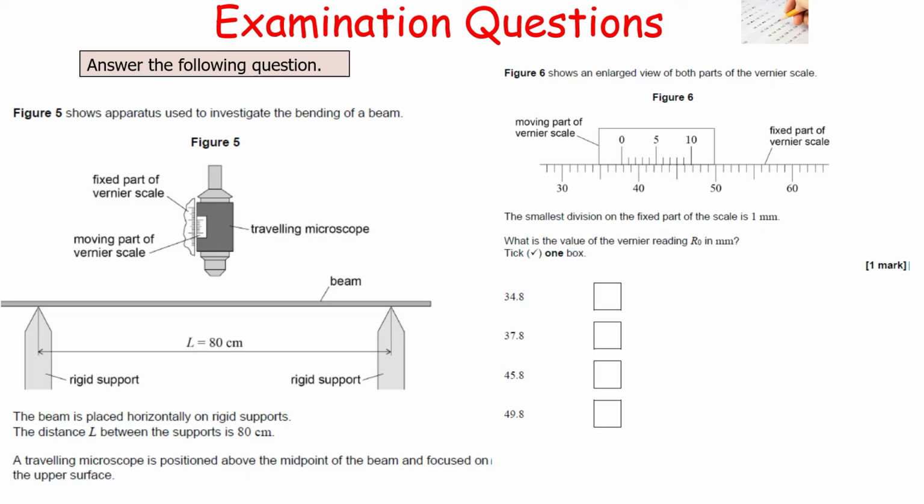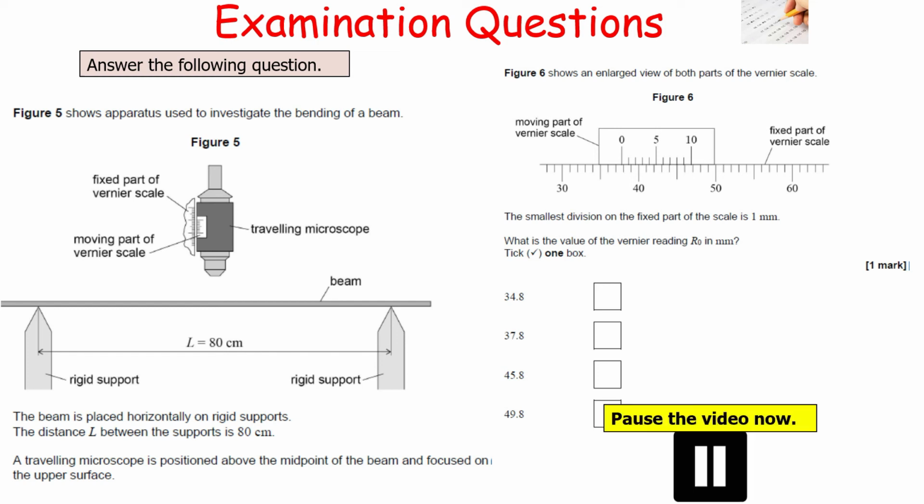Figure 6 shows an enlarged view of both parts of the vernier scale. The smallest division on the fixed part of the scale is 1 millimeter. What is the value of the vernier reading R0 in millimeters? So pause the video now, then unpause the video when you want to go through your answer.